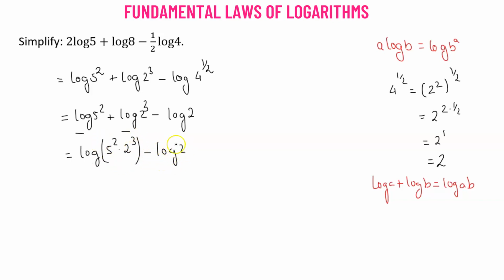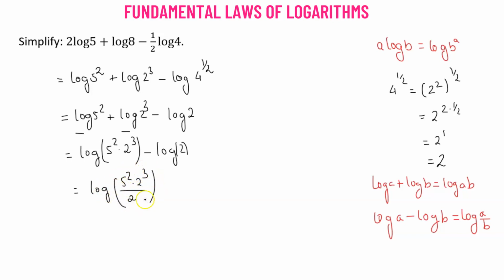Now these two logarithms can also be combined using the property that log of a minus log of b equals log of a over b. Fine, so let's combine them and we should get log of 5 squared times 2 cubed divided by 2. So we have 1, 2 from the denominator and 1, 2 from the numerator cancelling out. So that leaves us with log of 5 squared, which is 25, and 2 squared, that's 4. So 25 times 4 equals 100. So we have log of 100.